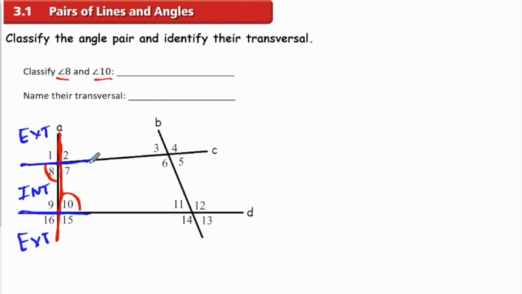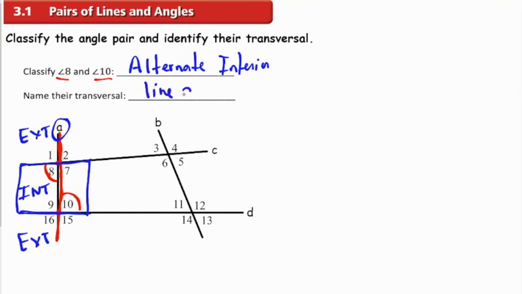I see that both of these angles are in the interior region. And I see that they switch which side of the transversal they are on. They are not on the same side, they are on alternate sides, and they are in the interior region. So we will call these alternate interior angles. And the transversal we identified as line A.